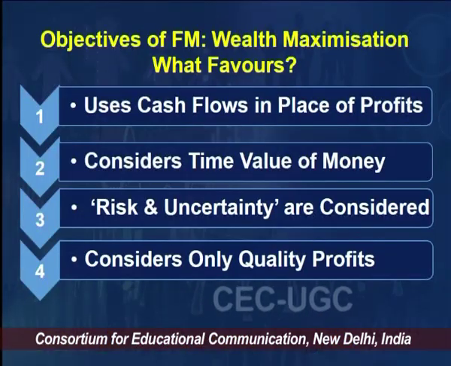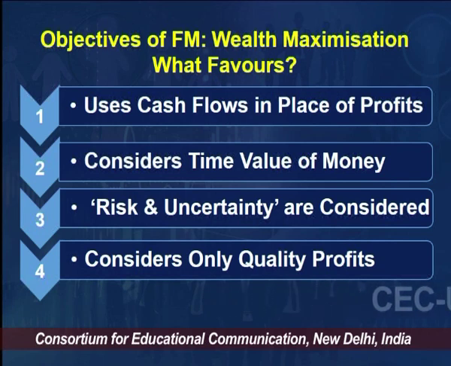The third point in favor of this is that risk and uncertainty are also considered. So we do consider the risk in non-receipts. We discount the inflows and outflows by using the risk and uncertainty factor, accommodating both factors while calculating inflows and outflows of funds. And that's why wealth maximization is considered to be taken as the objective of financial management, right?